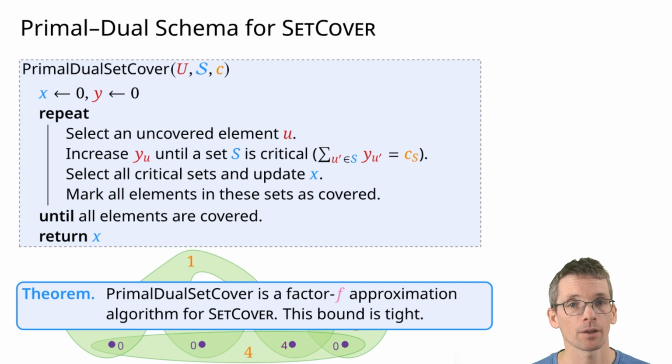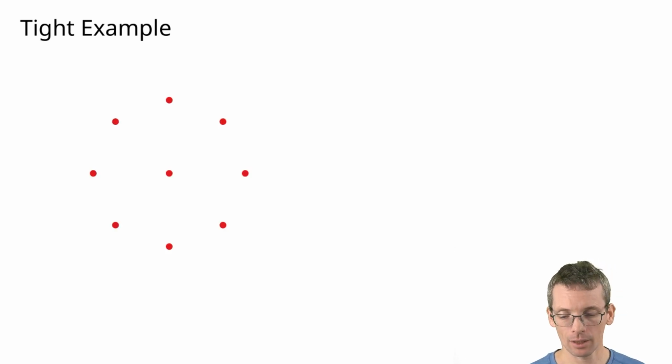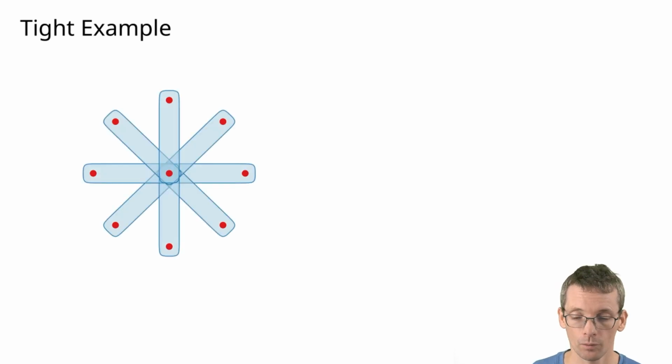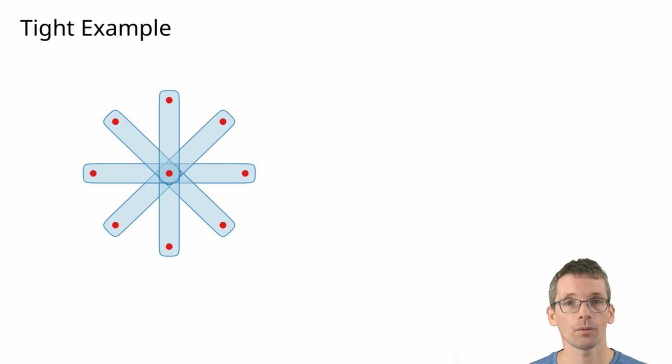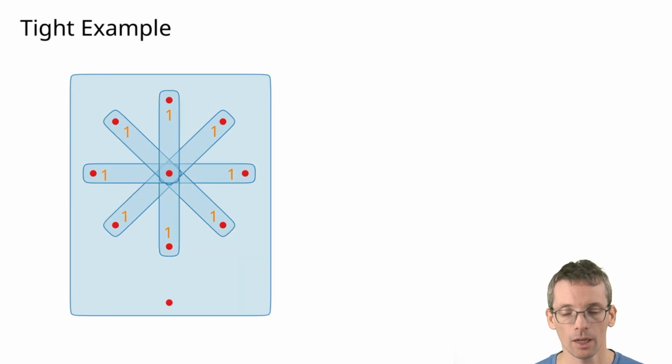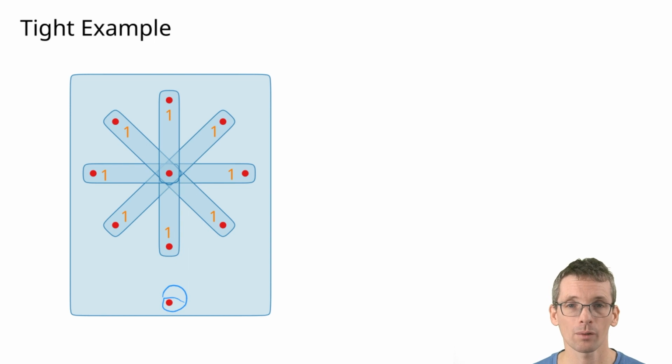We can ask ourselves, is the factor f tight for this algorithm? And we're going to see that by the following example. So let's say these are my elements. I have, let's say, f plus 1 elements, so my n is f plus 1. And I have, for one, all of these sets, so pairwise with a point in the middle, all with a cost of 1. And then I have one additional element down here. And I also have a set that contains all of the elements with a cost of 1 plus epsilon.